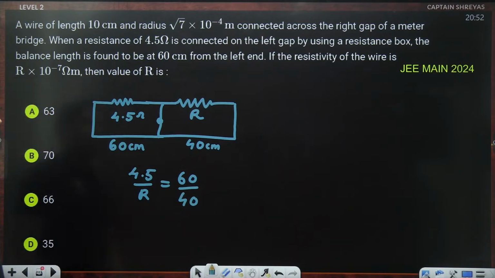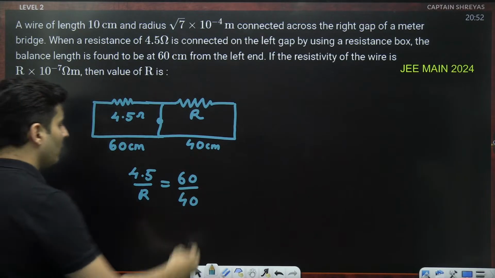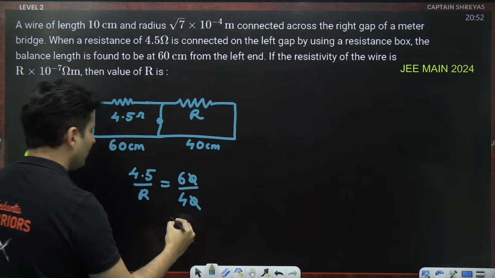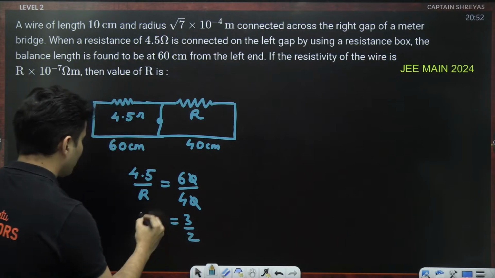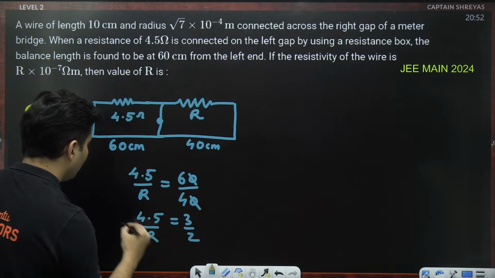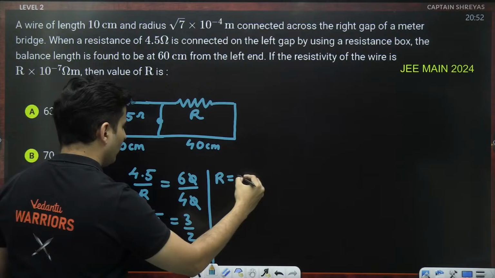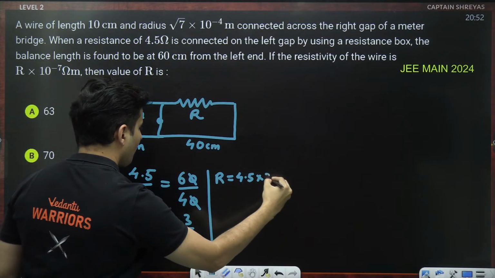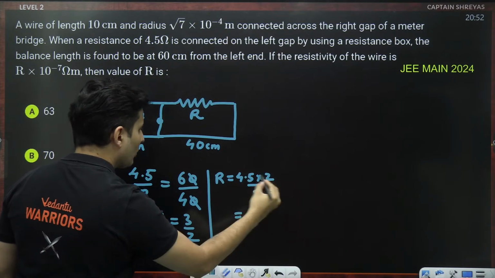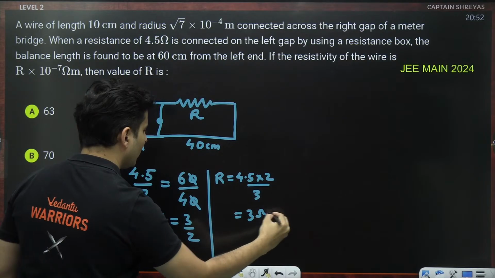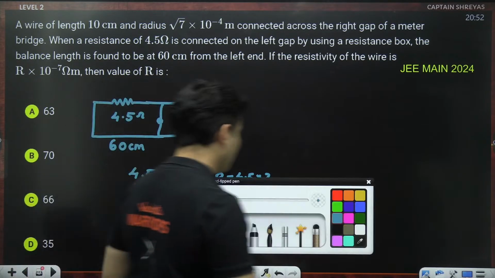What is the question? The resistivity of the wire. Okay, so basically 0, 0 cancels. This will become 3 by 2. This is 4.5 divided by R. So naturally R will be 2 into 4.5 divided by 3. 4.5 into 2 is 9, 9 by 3 is 3. So resistance is 3 ohms, but that's not the end story.